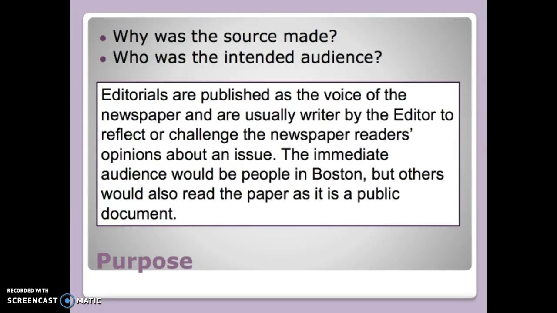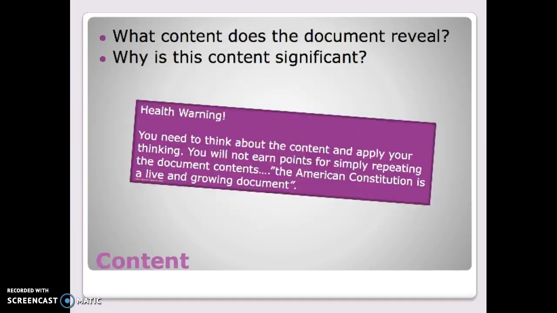Content can be a little tricky, and I would just give you a little health warning that you shouldn't really just be copying out and restating the contents of the document. You need to think about it and probably try and make some inferences. If you go back and have a look at the document, have a go and think about what you can infer from the content. Press pause now and have a go.